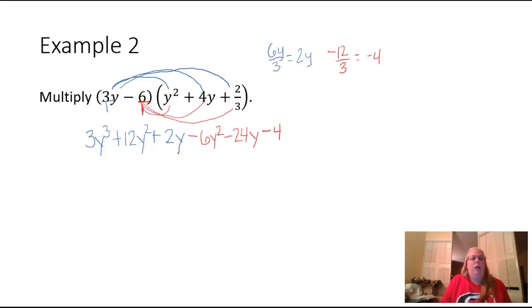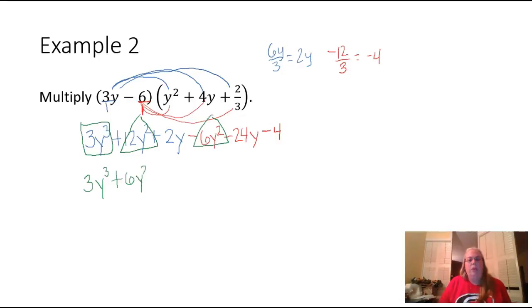And now, all I need to do is add my like terms. I have a 3y to the third here, and there are no other y to the thirds in this polynomial. So I know 3y to the third will appear in my answer. I have a 12y squared here, a -6y squared here. So let's see, 12 minus 6. That's going to give me +6.